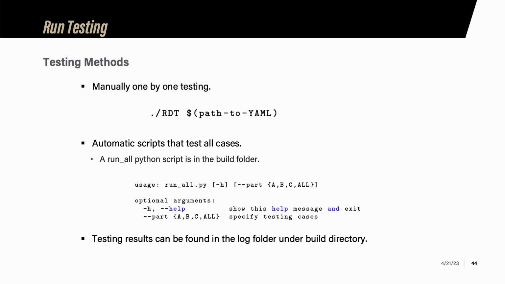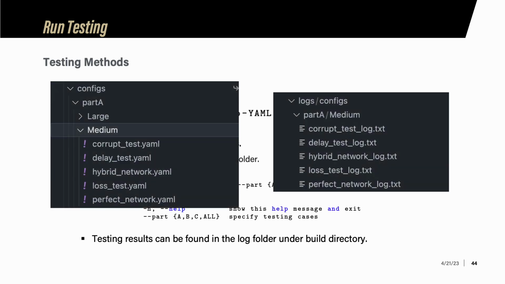There are 2 ways to test the code. The first way is easy to play with. Just run the program and use the YAML configuration file as input. A more scalable way to test the cases is to run the run all Python script. It can run all the testing cases for all parts, individually or all together. The result is saved in the corresponding log folder. The log folder has a similar directory structure to the configuration directory. This pair of images is an example.